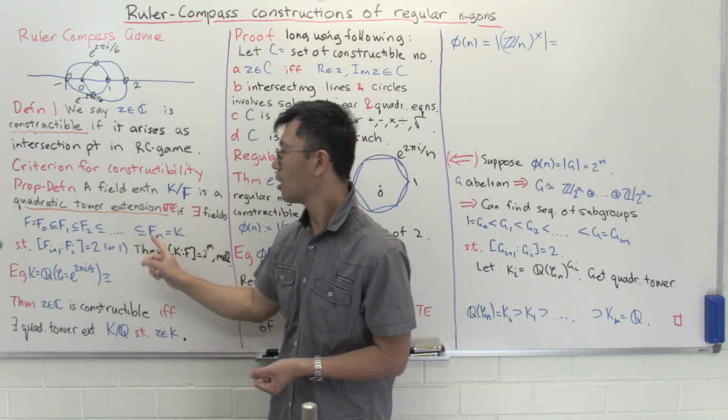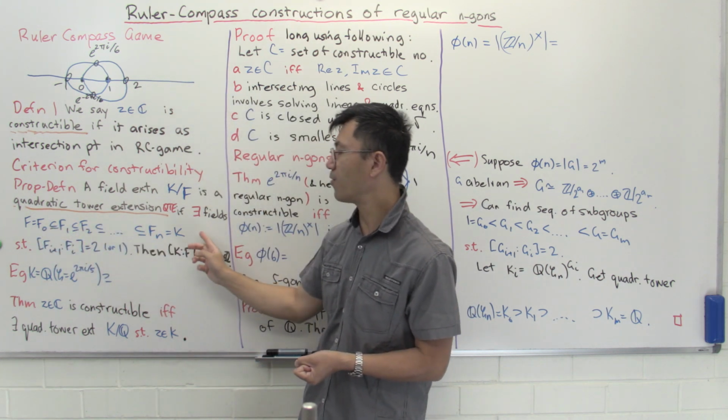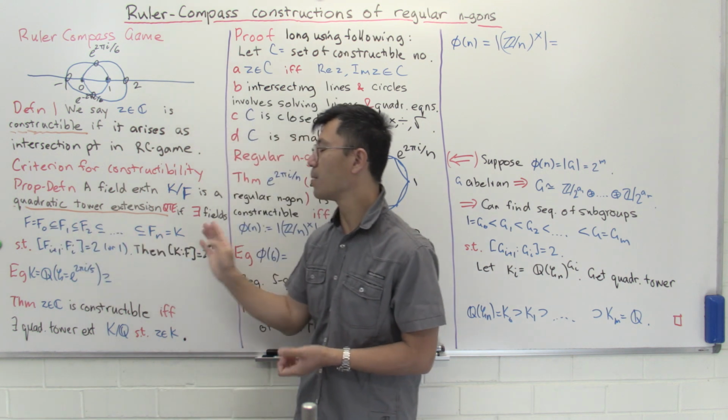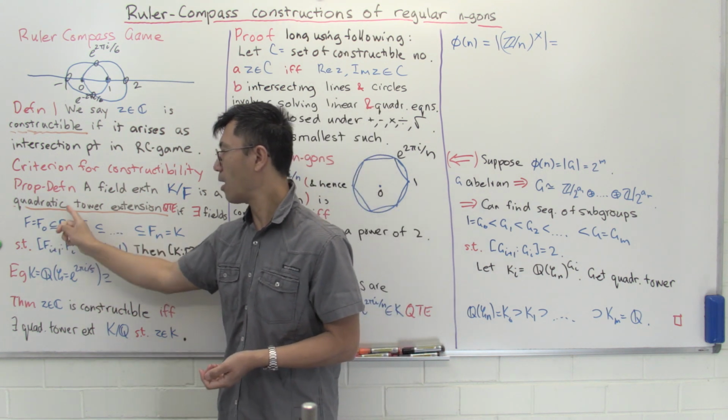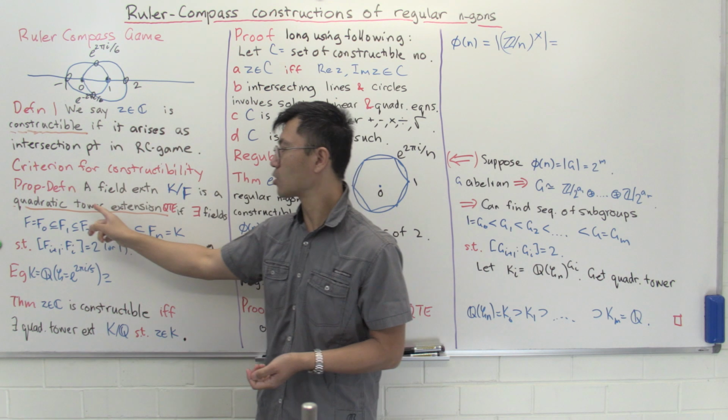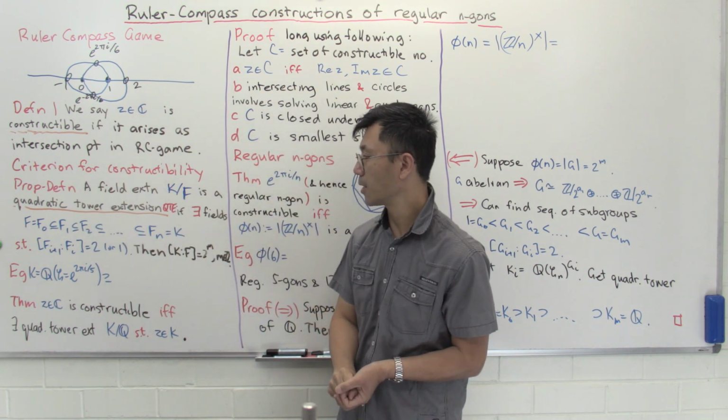So basically you have this sequence of subfields, of intermediate fields, such that each field is index 2 in the next one.